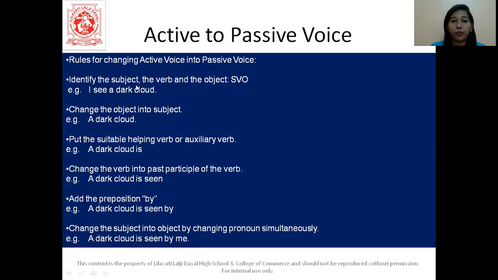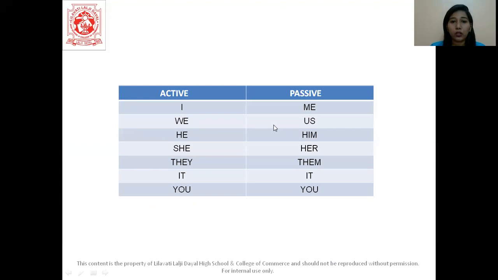We have started from our object. We got a subject in the object position. We have added a helping verb. We have used the word seen, the past participle, and then we have added the preposition by. And that is how we have to convert active to passive. Now this is about the pronouns: I becomes me, we becomes us, he becomes him, she becomes her, they becomes them. It and you will not change.